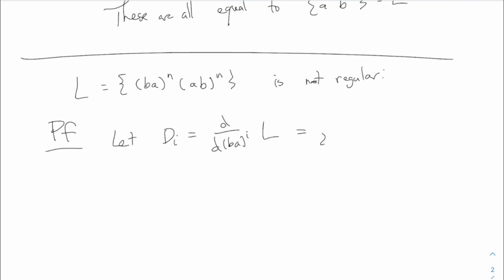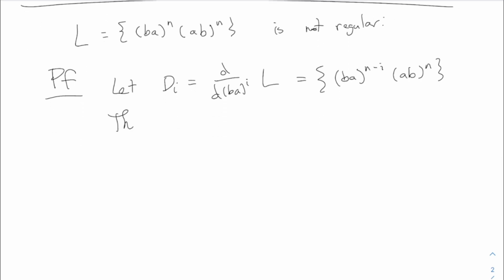And then can you say what's the resulting language when you do that? BA to the n minus i, AB to the n. Yeah, great. BA to the n minus i, AB to the n. And again, these are all different for different i's, right? For i equals 1, you have one fewer occurrence of BA at the beginning than there are ABs at the end. For i equals 2, you have 2 fewer BAs than ABs, etc. All right, so these are all different. So L is not regular. Great.